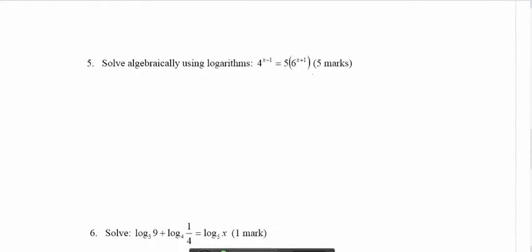And then to solve this question algebraically using logarithms, because I have x in the exponent, I need to take log on both sides of the equation. So log of the left side equals log of the right side. I can't multiply the 5 and the 6 together because they have different exponents. But I can use the power law to make this exponent into a coefficient.